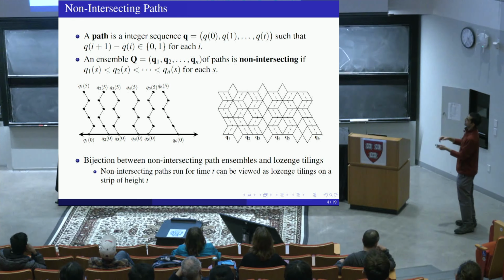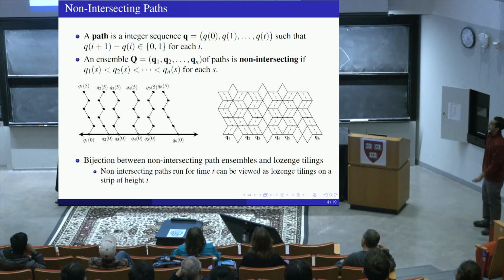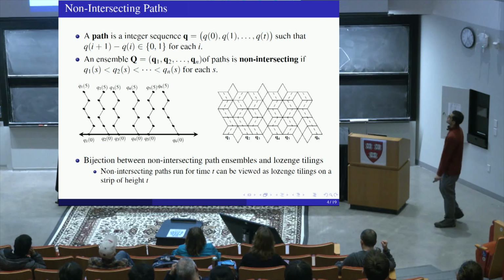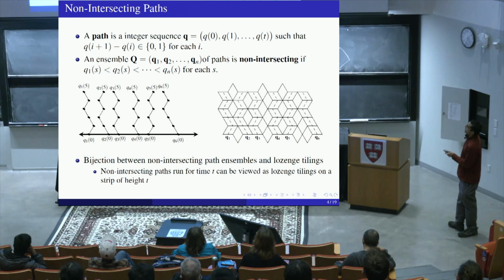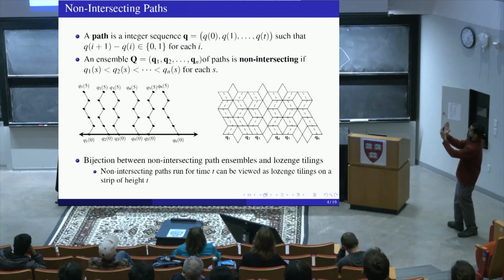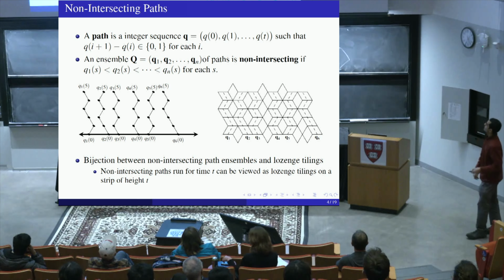Okay, in particular, if they start out ordered and they remain ordered, then the paths can't intersect. I've drawn an example of a family of non-intersecting paths to the left over here. And now there's a bijection between non-intersecting path ensembles and lozenge tilings. So basically what you do is you take any step of the path and you fatten it up. Just imagine you make a little rhombus out of it by translating a little bit to the left and right. And that will give you a sequence of lozenges that either point this way or point this way.